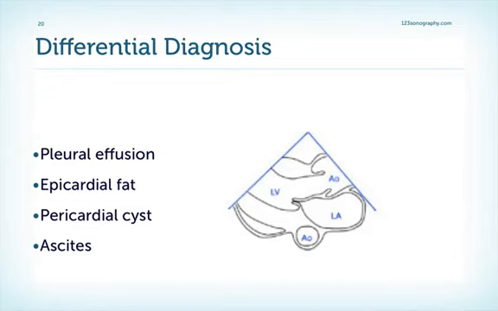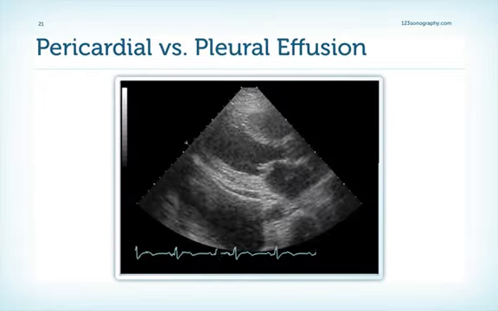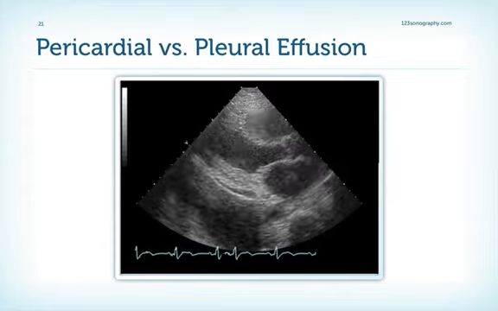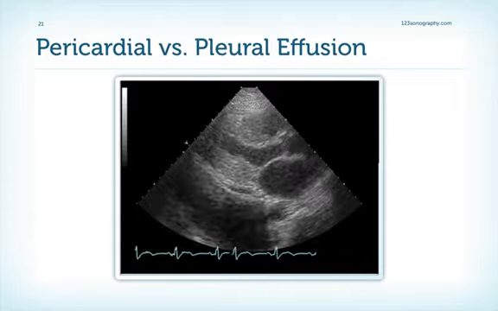Remember, we said that a pericardial effusion is characterized by an echo-free space. However, there are also other causes of an echo-free or at least echo-poor space. Epicardial fat, a pericardial cyst, and ascites are differential diagnoses to a pericardial effusion. In clinical practice, it is often difficult to distinguish a pericardial from a pleural effusion, especially since both can occur in the setting of cardiac disease.